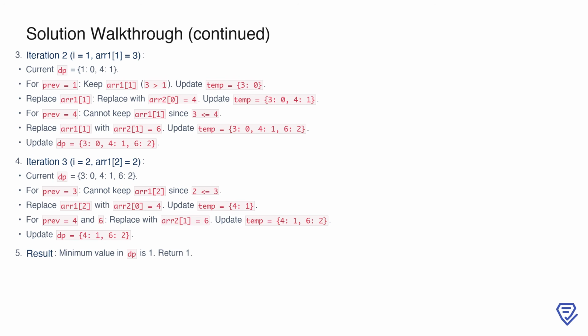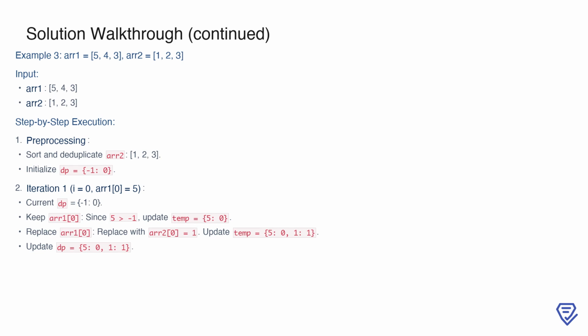For the previous values of 4 and 6, replacing with ARR2[1], or 6, keeps the operations unchanged, updating temp to {4: 1, 6: 2}. After this iteration, we update DP to {4: 1, 6: 2}. The minimum value in DP is 1, so the result is 1.